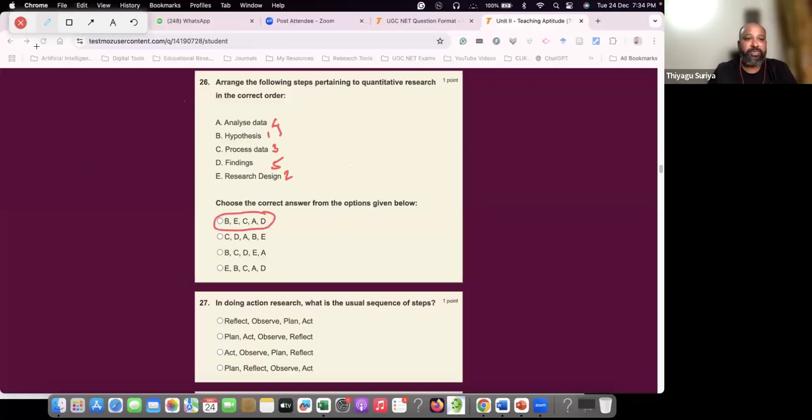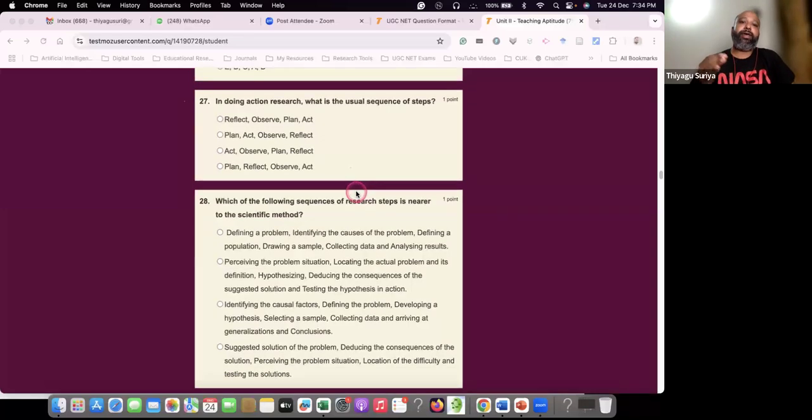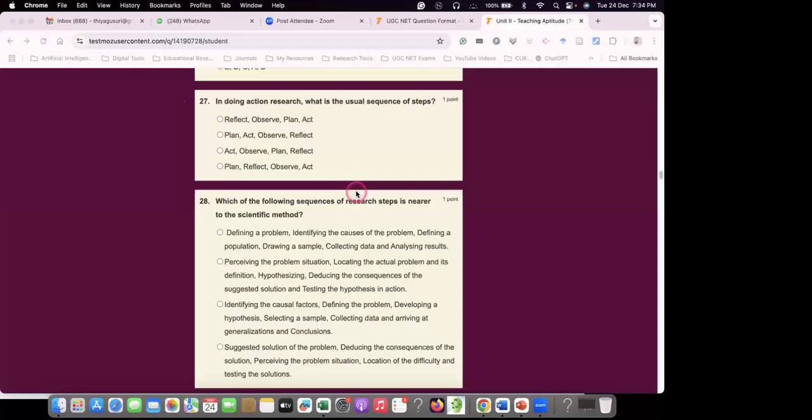BECAD. Okay, so this way the question may differ. Kindly check with this. Now this gives this answer. In doing action research, what is the usual sequence of steps?